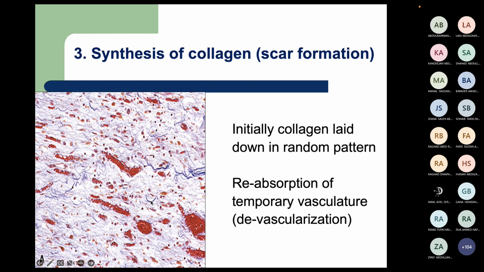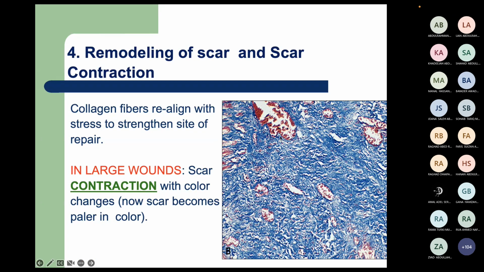So this is called devascularization. In this step, you see more collagen and fewer blood vessels. This whole process is called devascularization. And there is an extra function, which is that contraction is different. The size of the scar is decreased by the fibroblast.